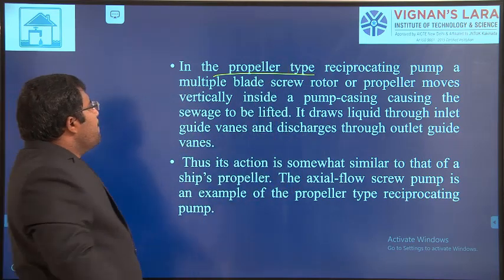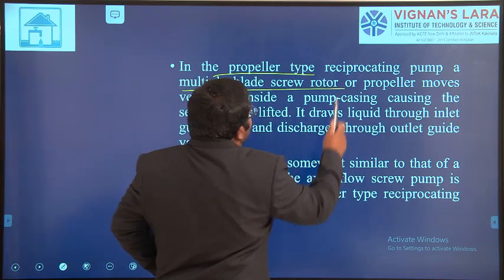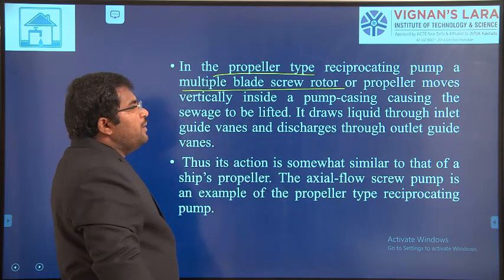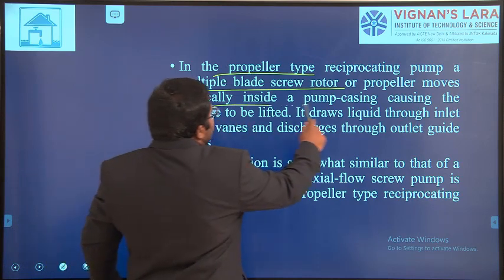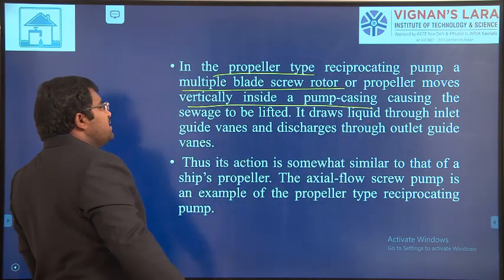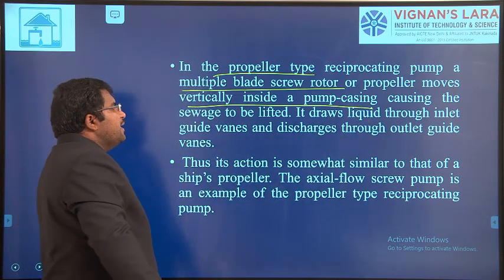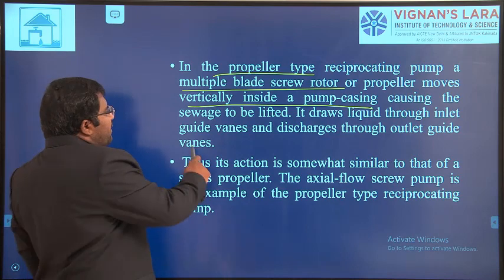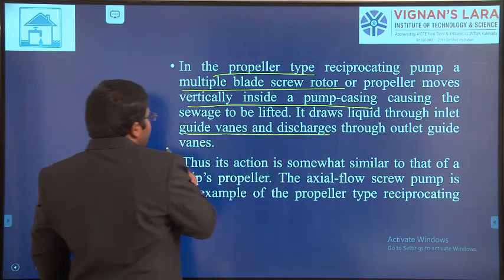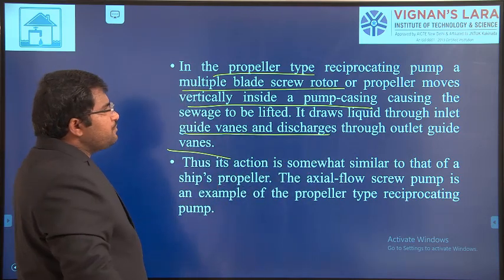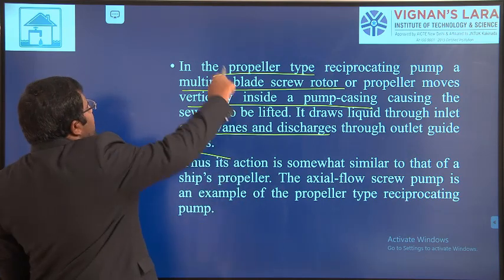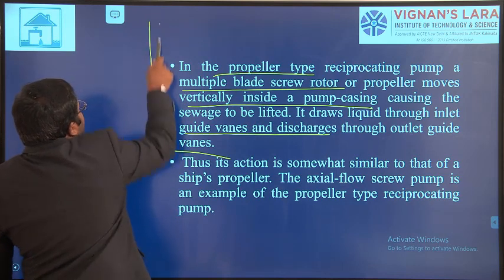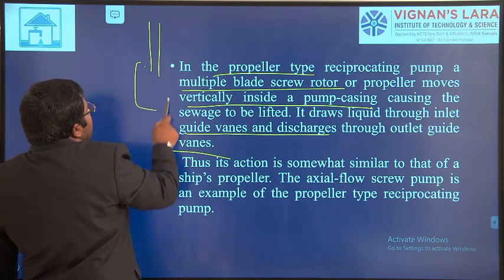Here it is a multiple blade screw rotator. The multiple blade screw rotator or propeller moves vertically inside a pump casing, causing the sewage to be lifted. It draws liquid through inlet guide vanes and discharges through the outlet guide vanes, right. So here it is a propeller type reciprocating pump, right. So vertically it will move inside it, right.